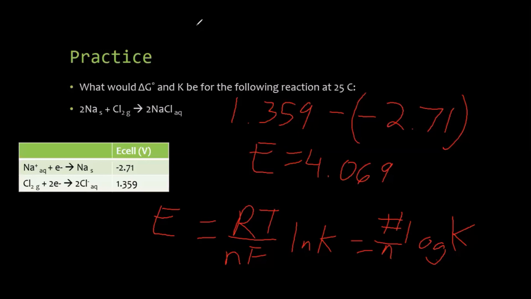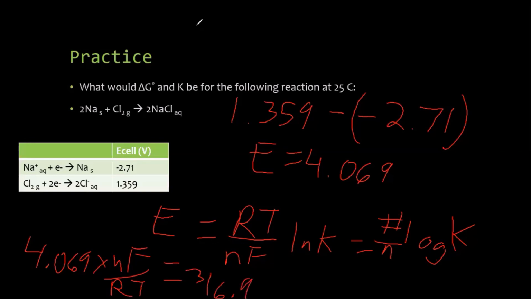But let's start looking at this. So E, 4.069 times nF over RT. So 4.069 times 2 times 96485, divided by 8.314, divided by 298. It's going to give you 316.9 equals ln K.